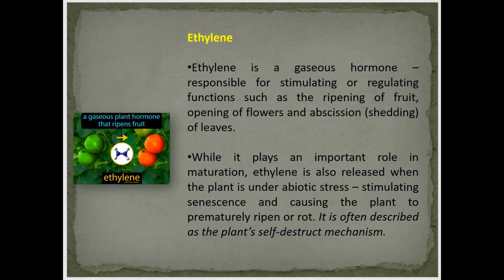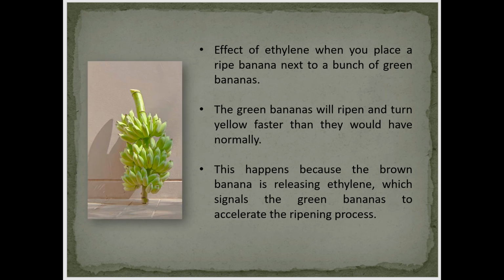Ethylene is a gaseous hormone responsible for stimulating or regulating functions such as the ripening of fruits, the opening of flowers, and abscission, or shedding, of leaves. It plays an important role in maturation. Ethylene is also released when the plant is under abiotic stress, stimulating senescence and causing premature ripening or rot. It is often described as the plant's self-destruction mechanism. These are the three most important characteristics of ethylene.